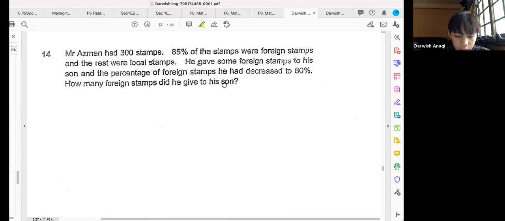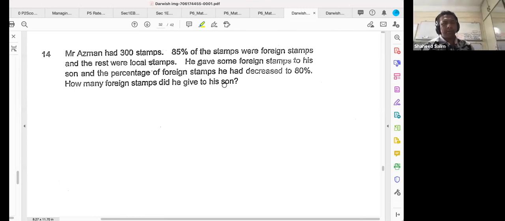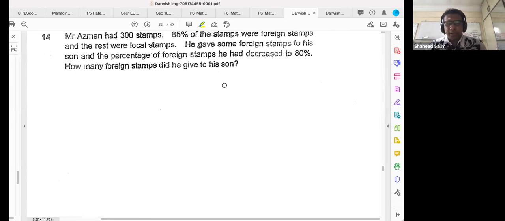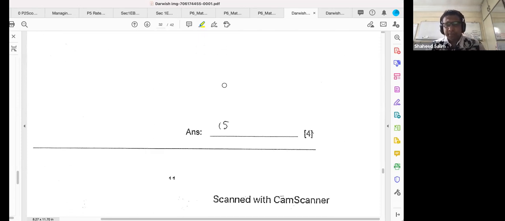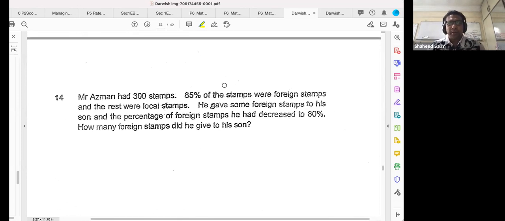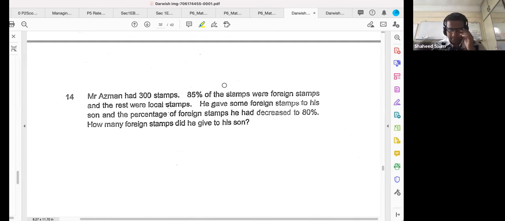I put 3 times 5% of the foreign stamps here then. Okay, so 3 times 5%. So 15. Okay, I don't think you can do it like that. You want to try this one? We try with this.